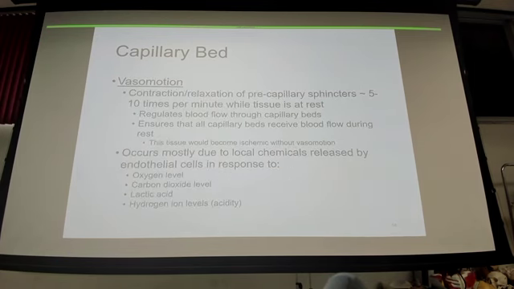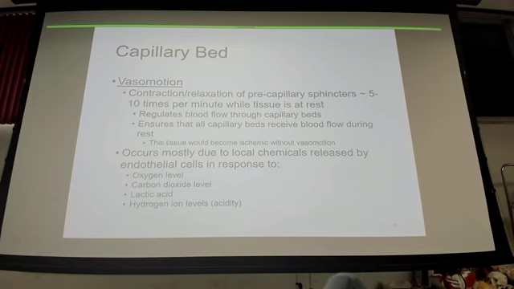Vasomotion now is an important concept. That opening and closing of the precapillary sphincter is what creates vasomotion. And break the word apart. What does it mean? Vasomotion. Vascular movement, right? Vessel movement. And that's what it is. Movement of blood through these precapillary sphincters into the capillary network, and then out the other side to the post-capillary venule, which is something we haven't talked about quite yet, all right?